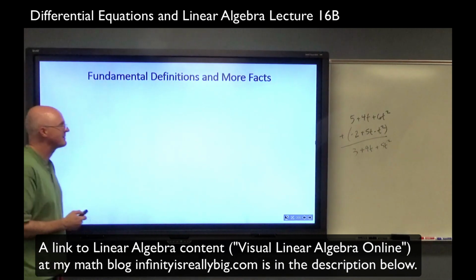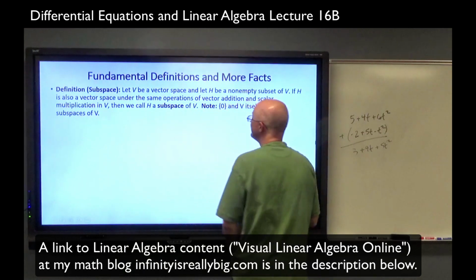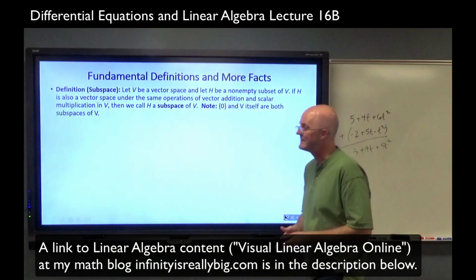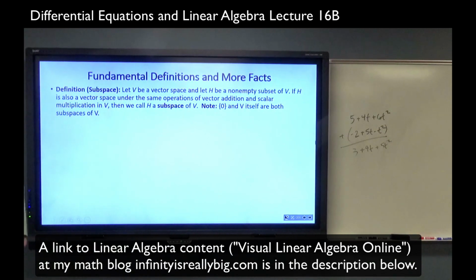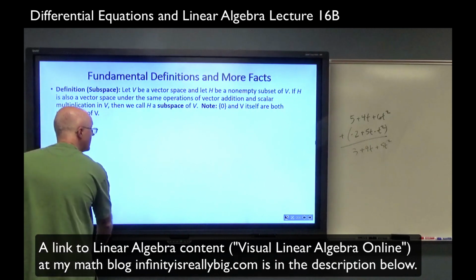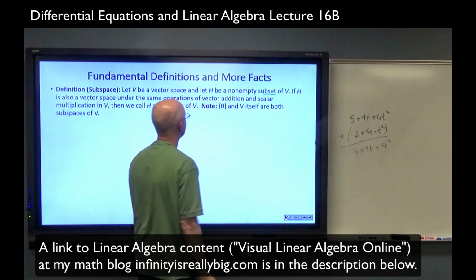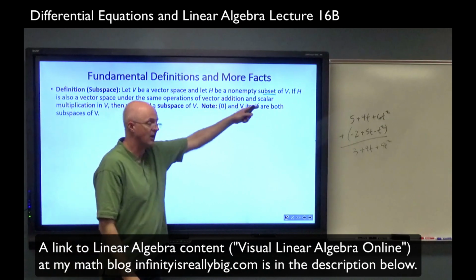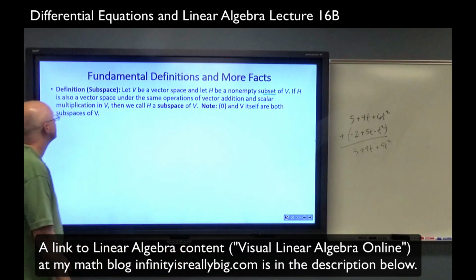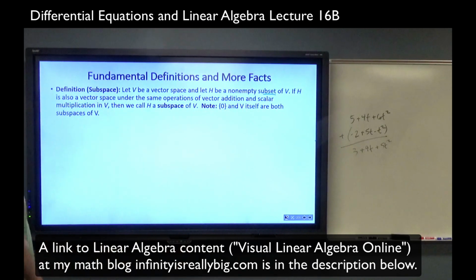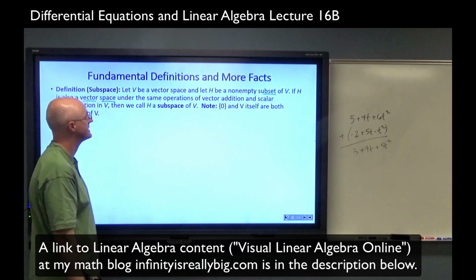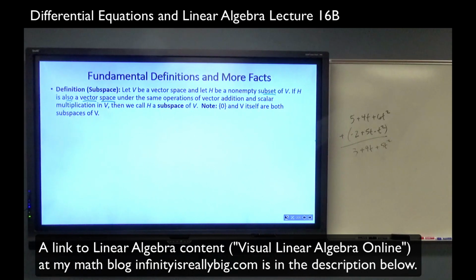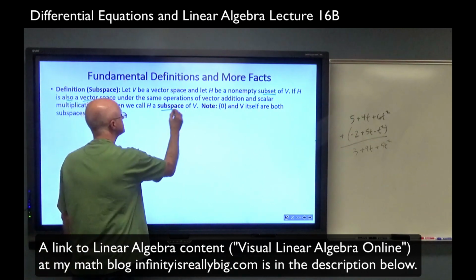All right, more fundamental definitions and more facts. Gotta go quick. This is, again, all a review. Let V be a vector space, and let H be a non-empty subset of V. So initially here, it's just a subset, okay? All the elements of H are also elements of V. If, in addition, H is also a vector space under the same operations of vector addition and scalar multiplication as in V, then we call H a subspace.